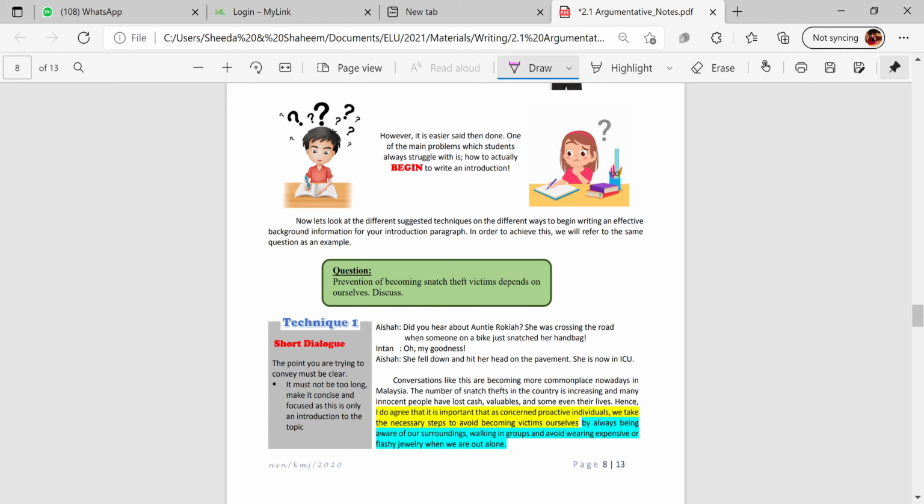Now, let's go through this question here. Prevention of becoming snatch theft victims depends on ourselves. So differentiate between theft, snatch theft victims, and thief. The thief is the doer.